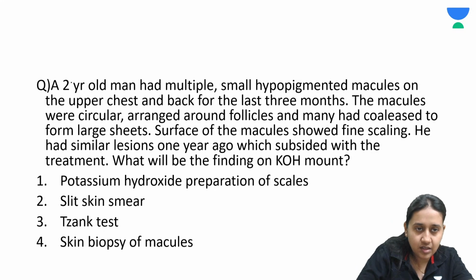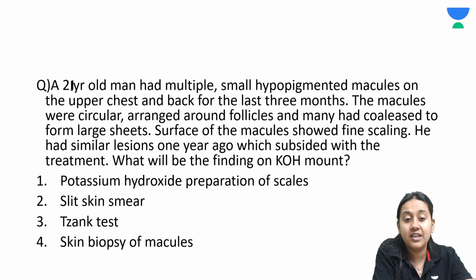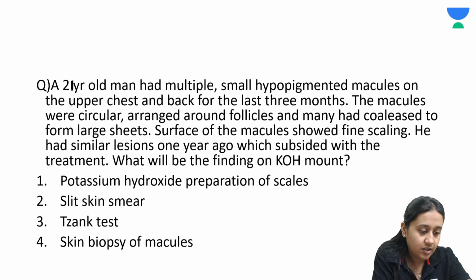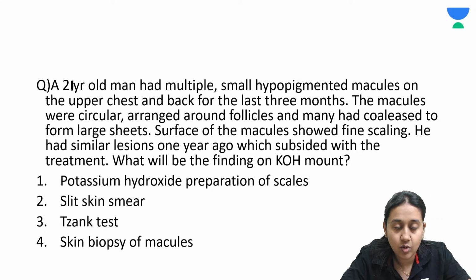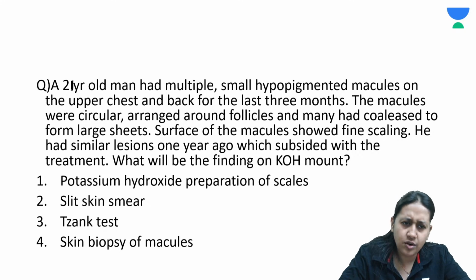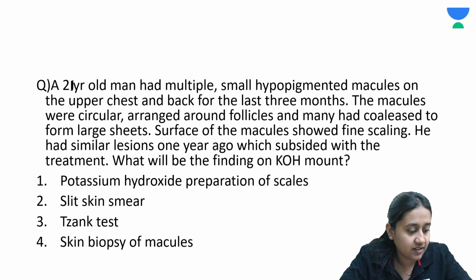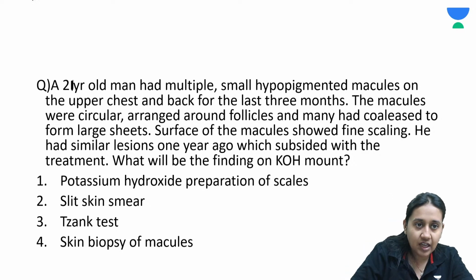Now the question asks: a 21-year-old man with multiple small hypopigmented lesions on the upper chest, back. The macules were circular and arranged around the follicles. They are discrete to confluent with fine scaling, and there is a history of recurrence. Can you tell me what is the diagnosis? You are right. The answer is option number 1.